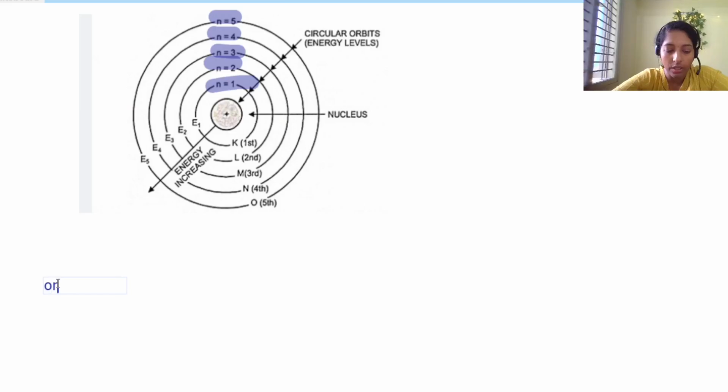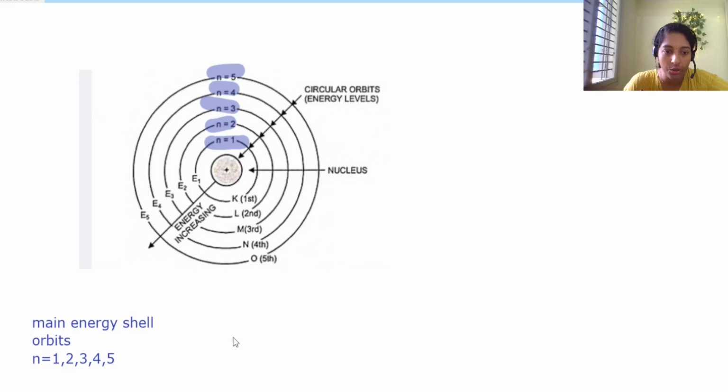Which orbit is the lowest energy level? The orbit closest to the nucleus will be the lowest energy level, because the nucleus contains positively charged protons, which attract the electron. So an electron close to the nucleus will be in a more stable position. That's why we say energy will be lower for n equals 1. As n increases, energy also increases. Different orbits, n equals 1, 2, 3, like that, are available where you can find electrons.